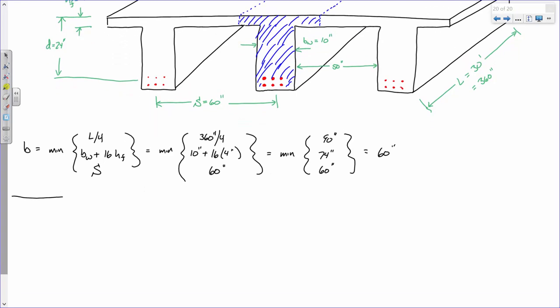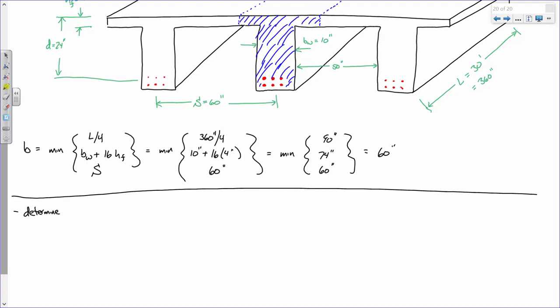Watch this. Okay. What we've got to do is figure out whether we're dealing with this case or we're dealing with this case. So here's how I'm going to do this. I'm going to determine the location of the neutral axis, and I'm going to do that based off of C equals T.